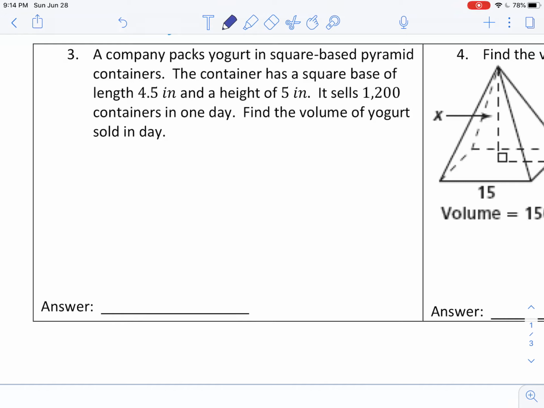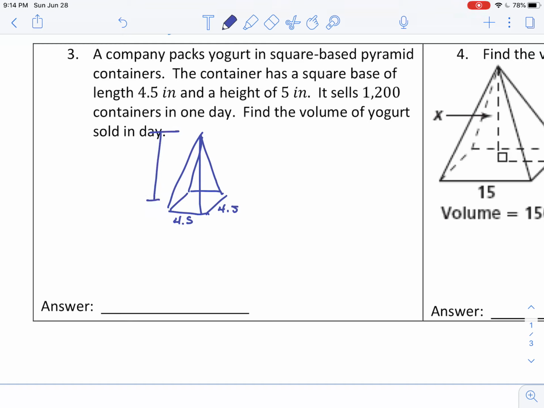Example 3 for pyramid says that a company packs yogurt in square-based pyramid containers for some strange reason. So that would be saying they have a bottom that's a square, and then it comes to a point. I cannot even imagine trying to get yogurt out of a container that looks like this, but whatever. The square base has a length of 4.5 inches, so I'm just going to note that these are both 4.5s, and the height from that tippy top to that base is 5 inches.